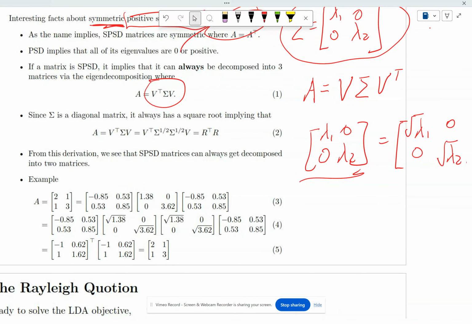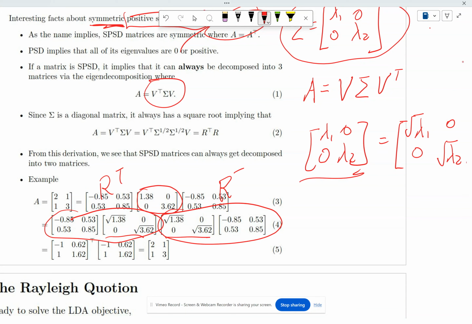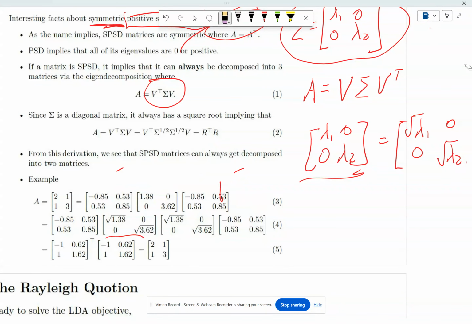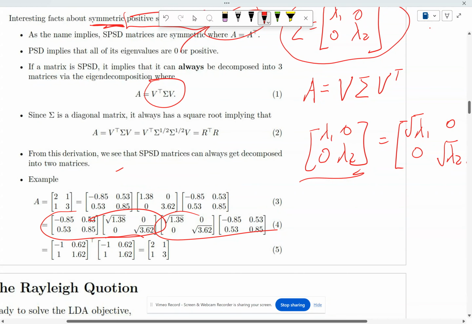Now, what's interesting, like I told you, is you can divide this into two more matrices, which are just the square root of each other. This essentially results in R and R transpose, like I showed you here. And guess what? If you multiply these two, R transpose R, which becomes this, you will once again get the original.